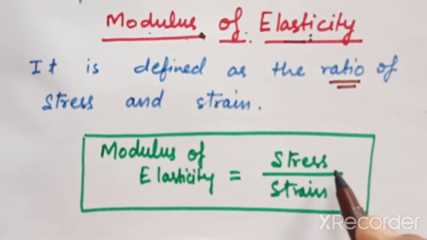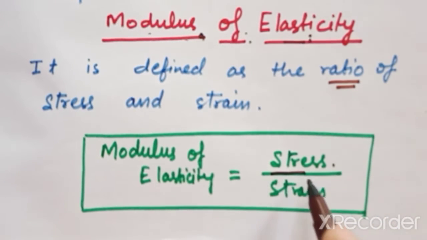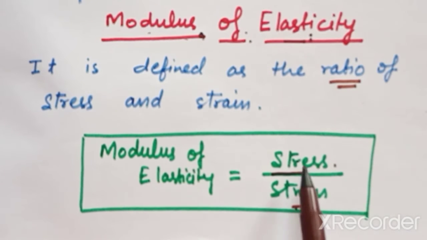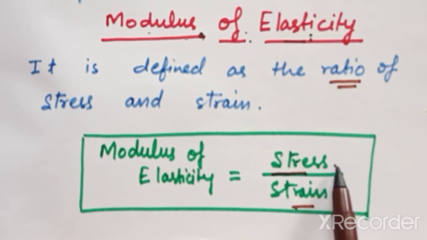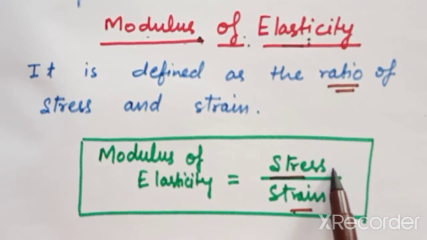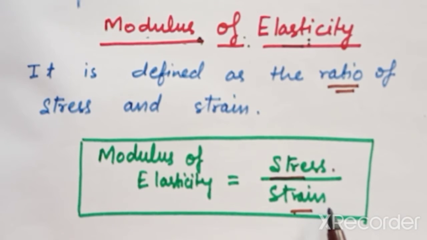the ratio of stress and strain. It is a ratio of stress and strain, whereas the stress are restoring forces per unit area developed in the material due to the strain, and the strain is the change in the dimension per unit dimension of the material.